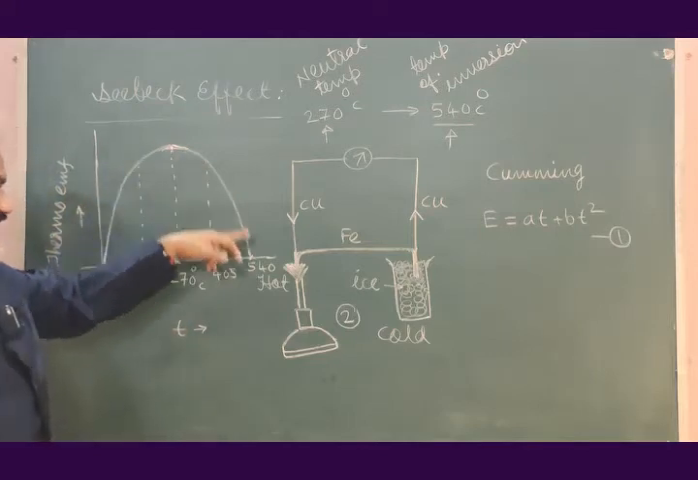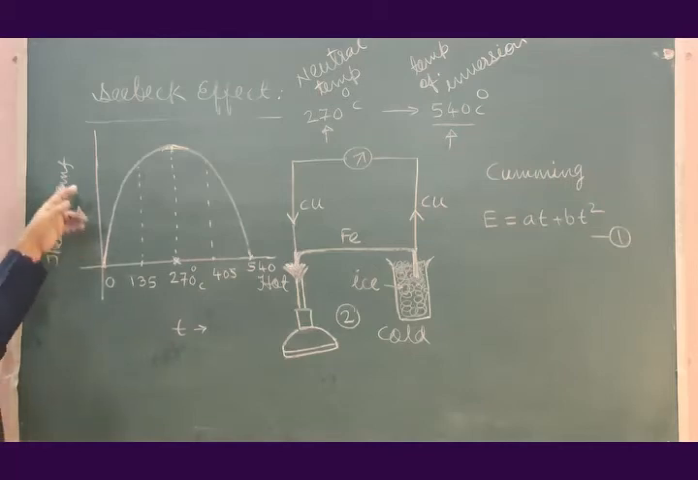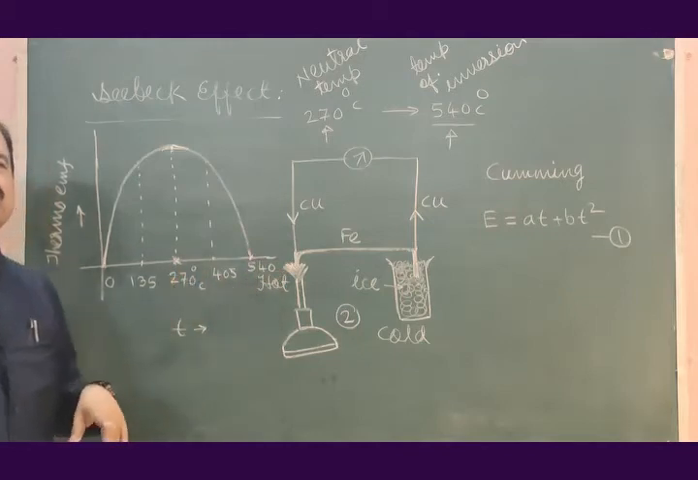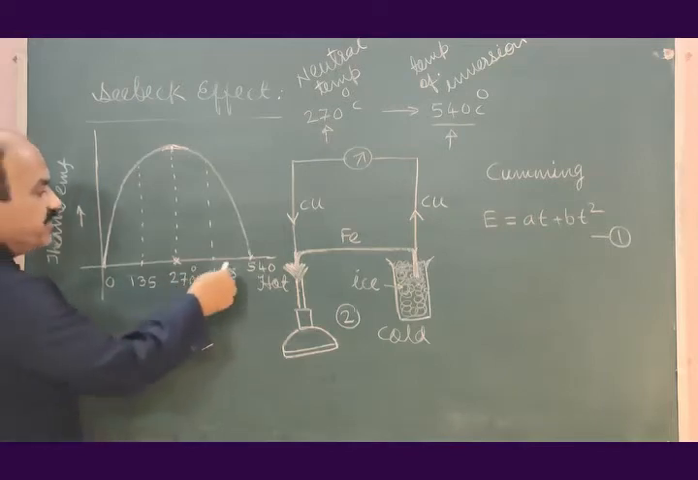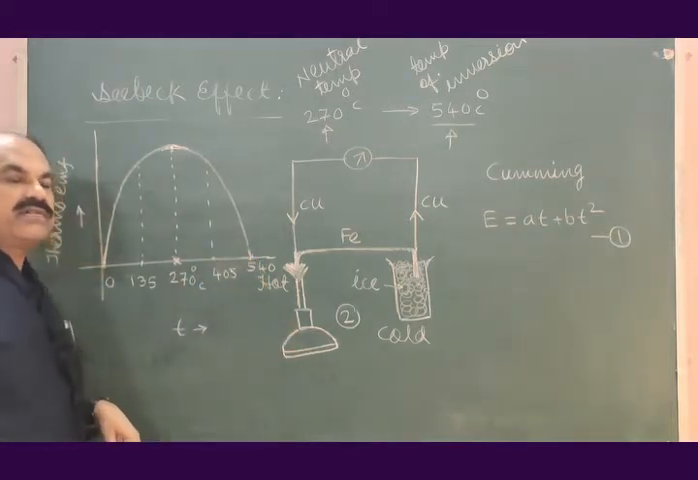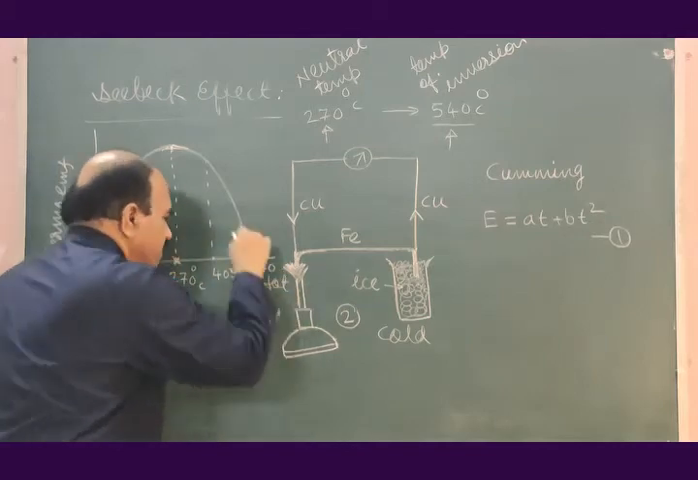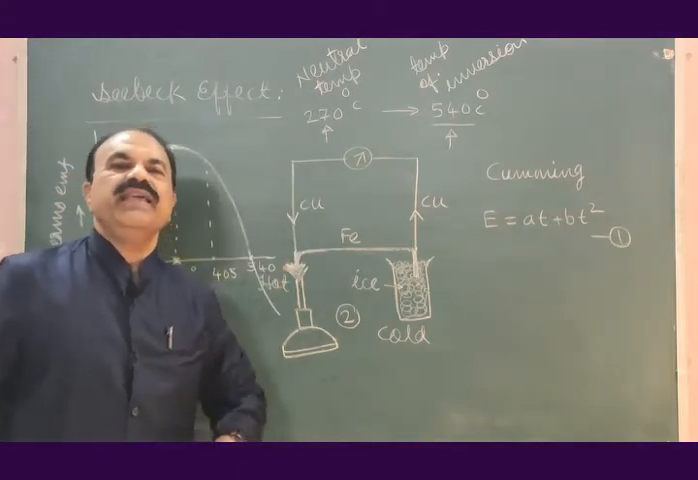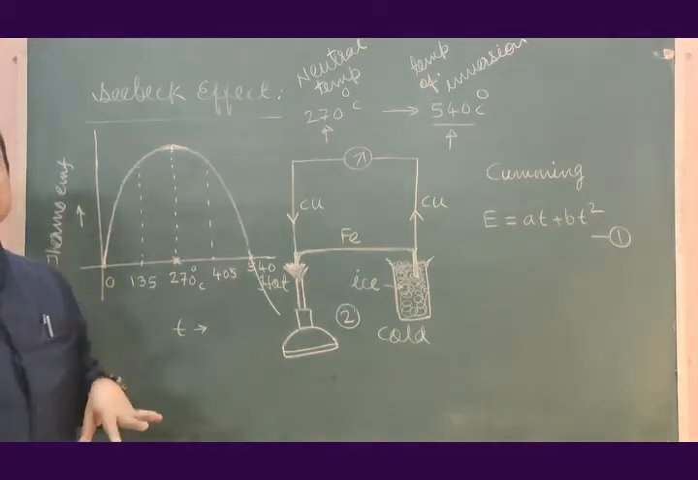The nature of the graph between thermo EMF on the y-axis and the temperature of the hot junction on the x-axis is parabolic. If this temperature is increased further, the current will reverse. It will flow in the opposite direction, which is shown by the galvanometer. This effect is known as the Seebeck effect.